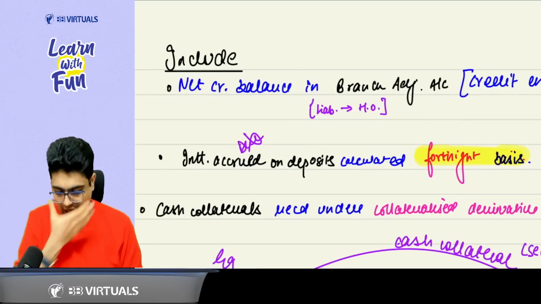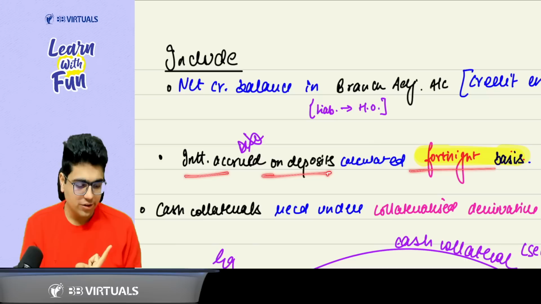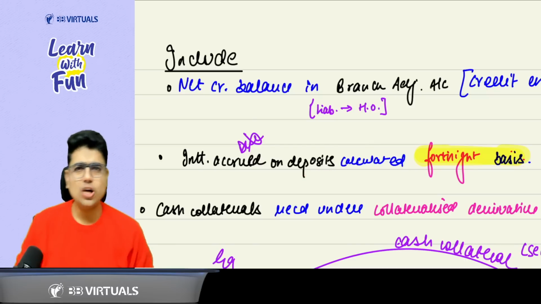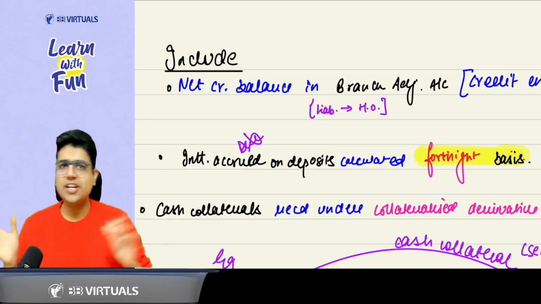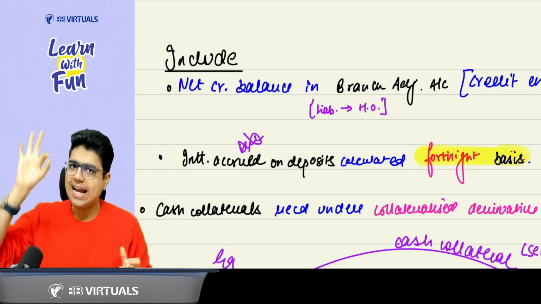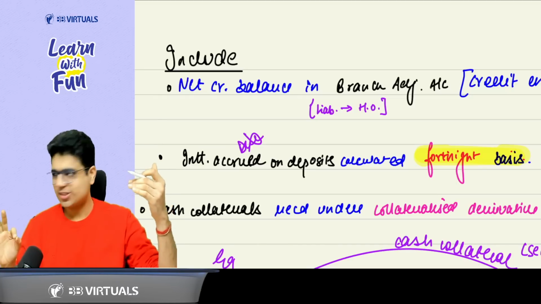Now, sir, whenever there is an interest accrued on deposit, it should be calculated on fortnight basis. What is a fortnight basis? So in Jaipur, there is a very famous fort. And at night, you need to calculate the interest. Bad joke, sir. Sorry.